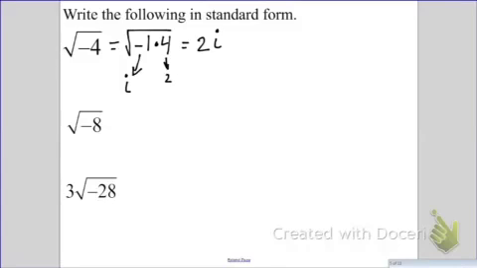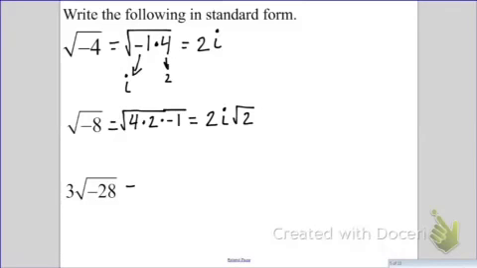Let's take a look at the square root of negative 8. The 8 is not a perfect square, but hidden inside it is one. So what are all the pieces that make up our negative 8? Well, there's 4 and 2, and for the negative, a negative 1. So the square root of 4 gives you a 2, the negative 1 is turned into an i, and the square root of 2 stays inside.